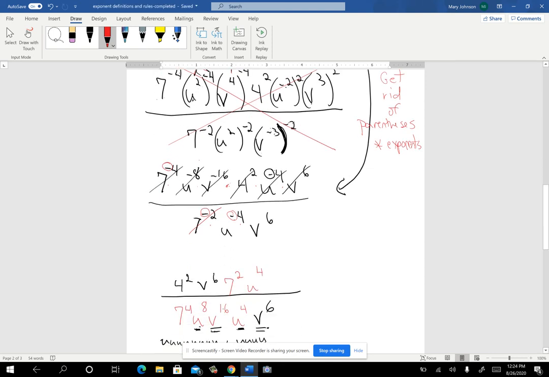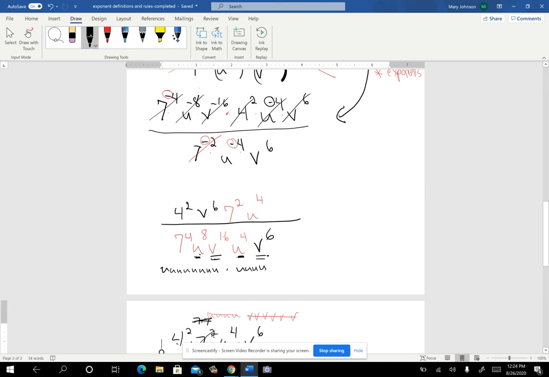All right, the next step that you're going to do, the second step here, this is the one where we get rid of the negative exponents.